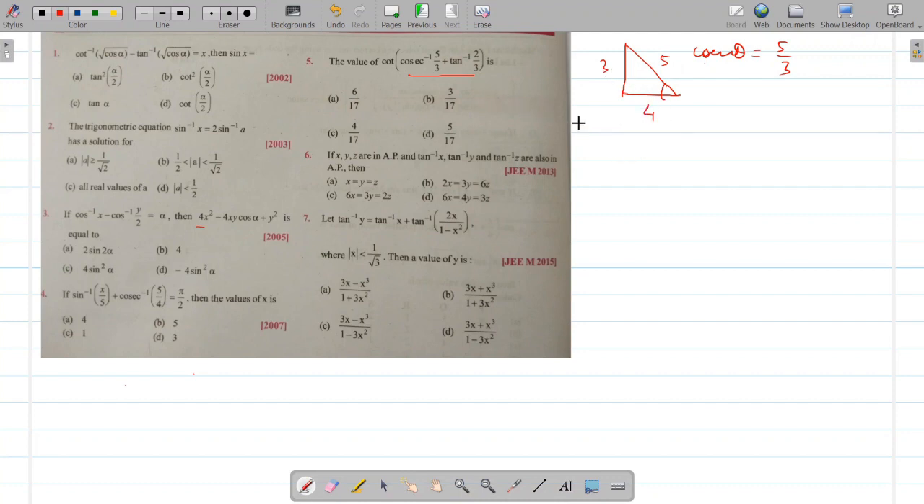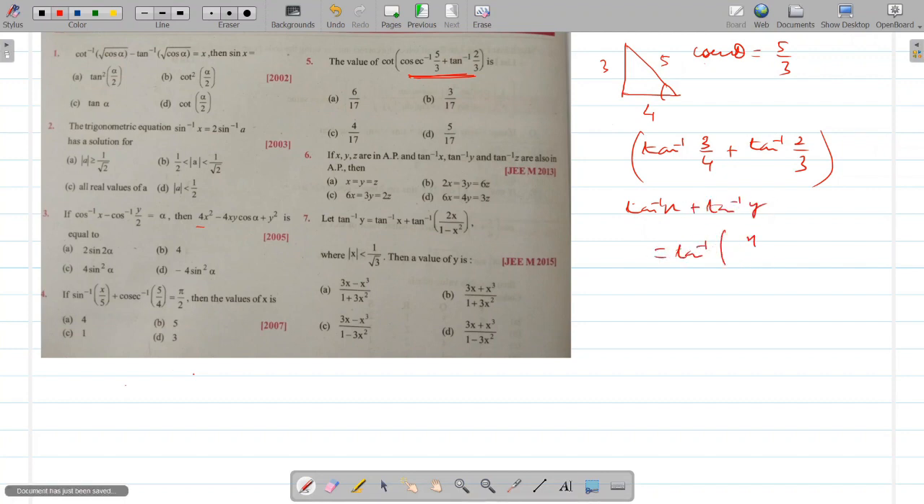So, the tan inverse of 2 by 3 is given. So we'll convert in tan, and we can write this as tan inverse of 3 by 4 plus tan inverse of 2 by 3. So now it's quite an easy problem. You use the formula of tan inverse of x plus tan inverse of y is equal to tan inverse of x plus y upon 1 minus xy.